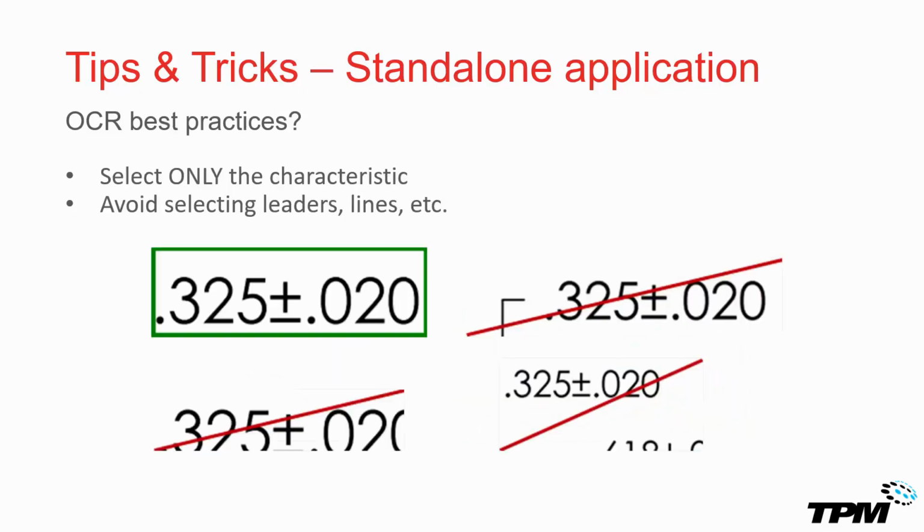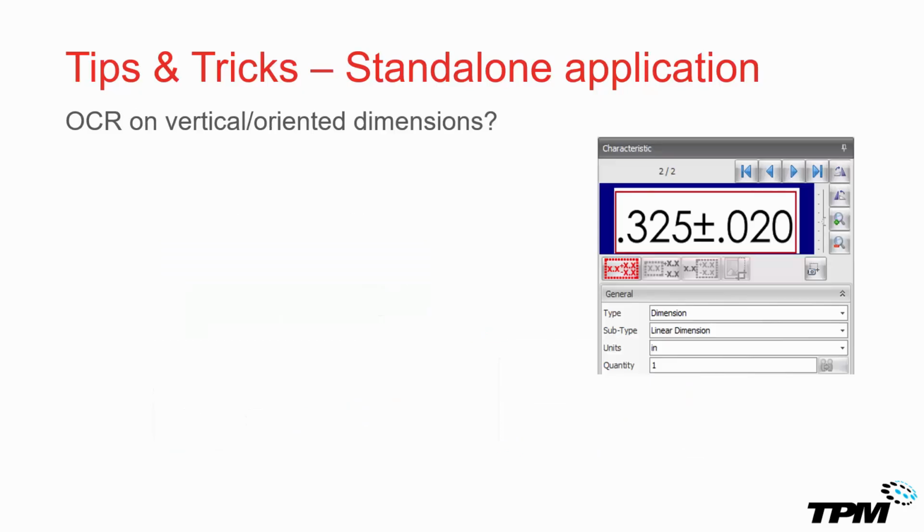The next area that we run into that seems to be problematic is simply how we capture. So when we're capturing a dimensional set of information with a tolerance in this case, be sure to grab that dimension with the tolerance only. Capturing a leader line or an arrowhead or some ancillary data could throw off the OCR engine.